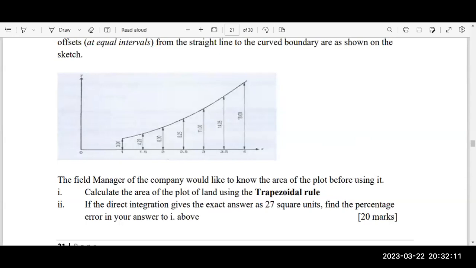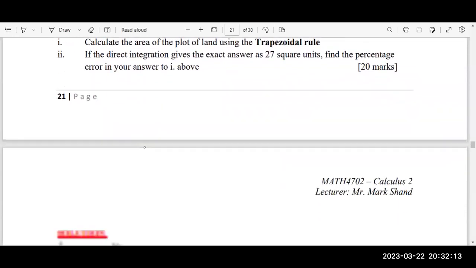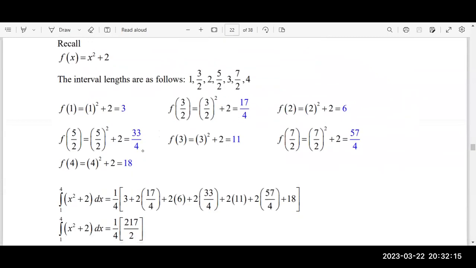Let me know when I can go. Okay, so I can go. All right, so let us see if we can move into that now.